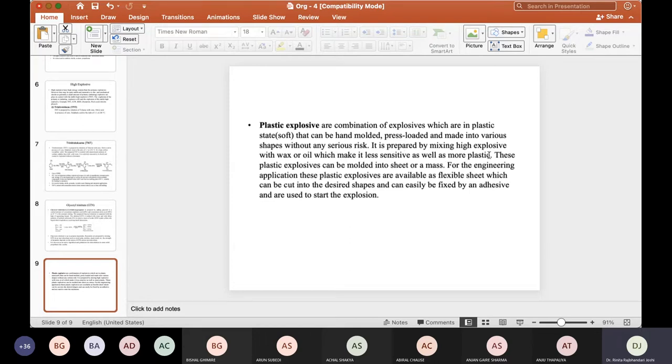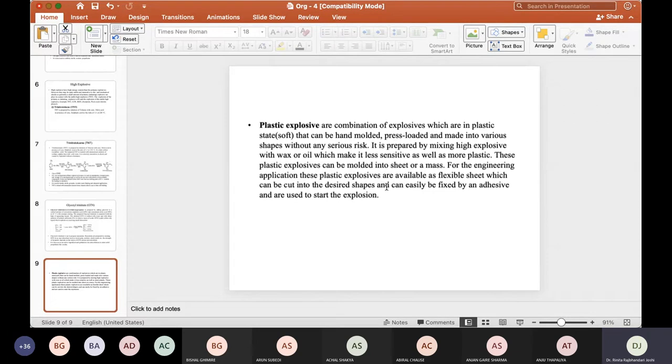It is prepared by mixing high explosive with wax or oil, which makes it less sensitive as well as more plastic. High explosives are mixed with wax and oil to make it less sensitive as well as more plastic. So these plastic explosives can be molded into sheet or as a mass for the engineering application.